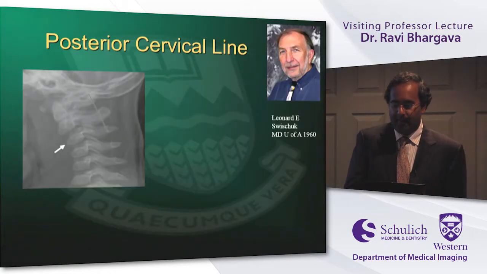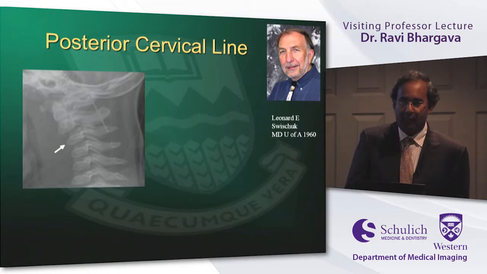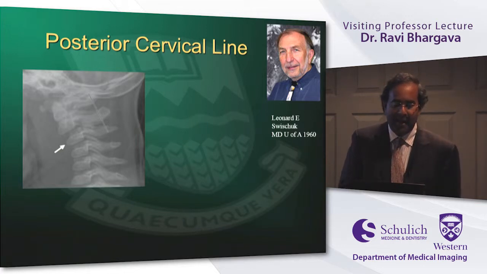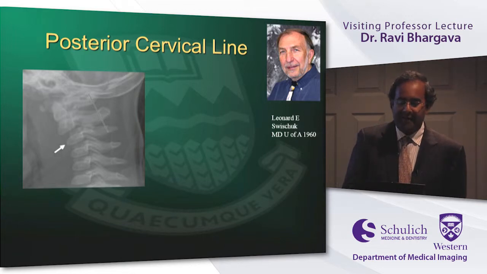And a graduate from our medical school in Alberta came up with what's called the posterior cervical line, Leonard Swischuk. Those of you who do peds radiology will be very familiar with him. And what he found was that in cases where C2 is displaced or appears displaced relative to C3, if you draw a line between the spinolaminar junction of C1 and C3, it should pass through the spinolaminar junction of C2.